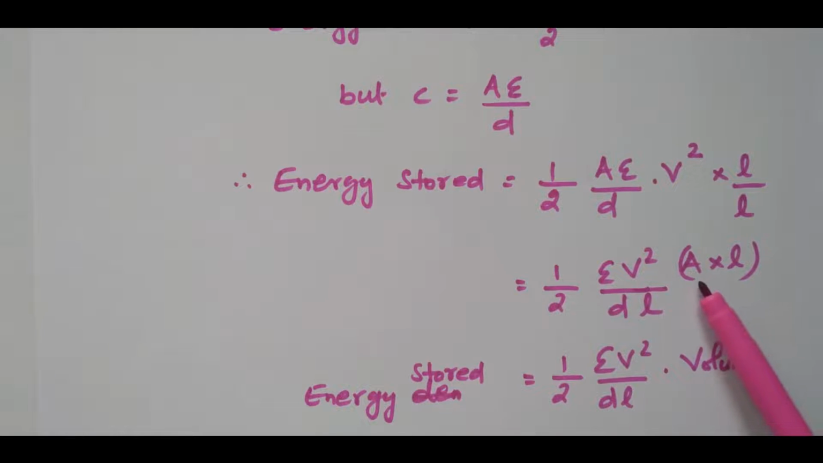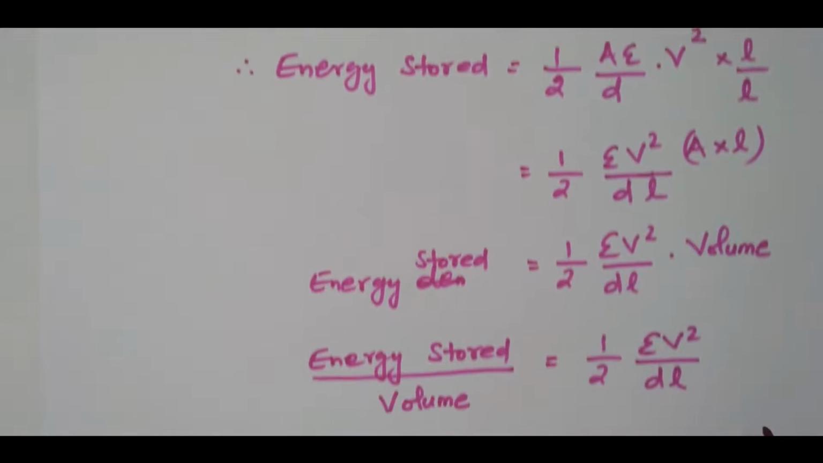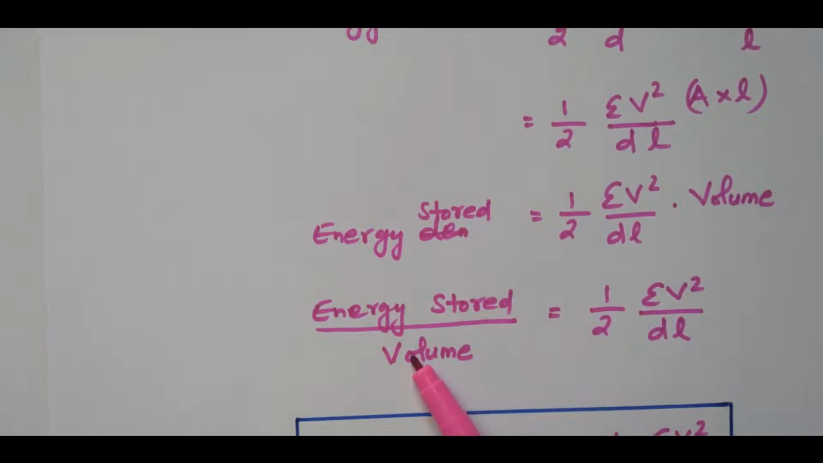Area means two parameters, length and breadth, or length and height, or breadth and height. So breadth, height into length, three parameters. These are two parameters, this is the third parameter. If you multiply three parameters, that is volume. So what we have, energy stored equal to half epsilon V square divided by DL into volume. Right? Now bring this term volume to the denominator. Energy stored by volume equal to half epsilon V square divided by DL. This volume is brought into the denominator of the left hand side.